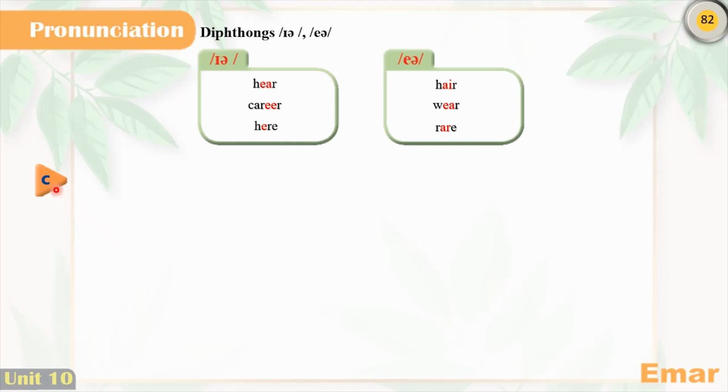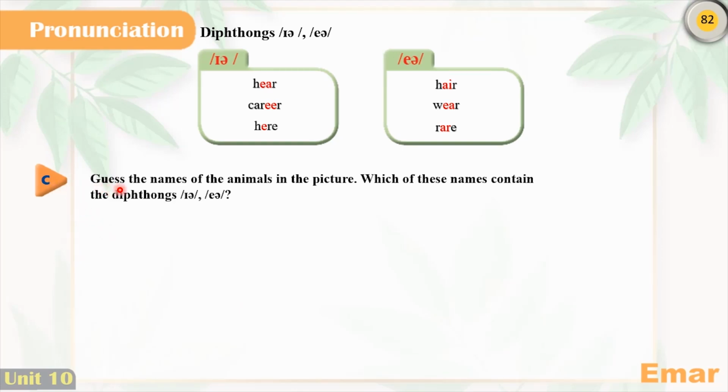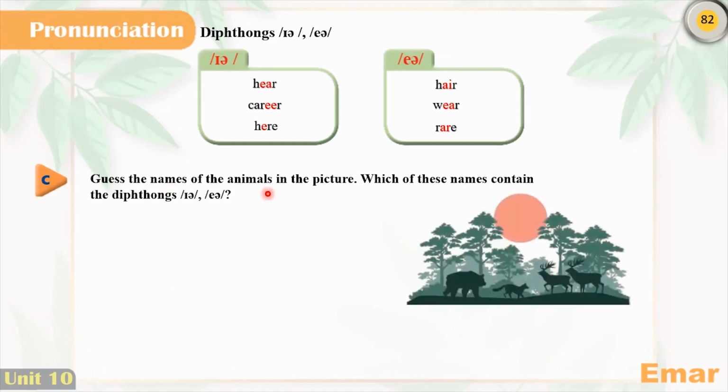Let's move on. Exercise number C. It's a guessing game. Guess the names of the animals in the picture. Which of these animals contain the diphthongs ia and ea? Look at the picture. They are shadows of animals. The one on the left is a bear. In the middle we have a fox or a wolf maybe. And the ones on the right, they are deers or reindeers. So we have a deer and a bear. Deer, bear.